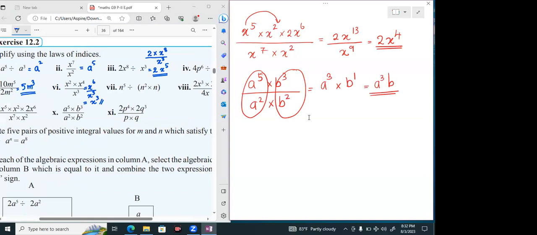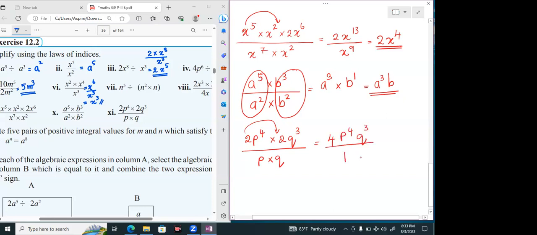Then the 11th one: 2 times p to the power of 4 times 2 times q to the power of 3 upon p times q. Then 2 times 2 is 4. p to the power of 4 times q to the power of 3 upon pq. That means here 4 times p to the power of 3 q to the power of 2. Four minus one is 3, and 3 minus one is 2. Then 4 times p to the power of 3 times q to the power of 2.